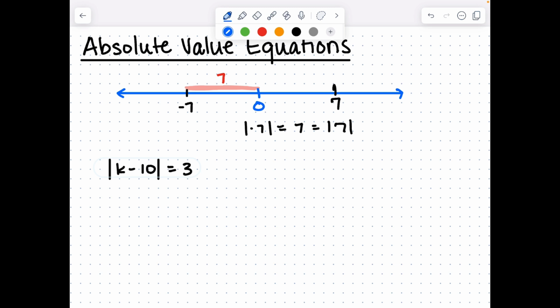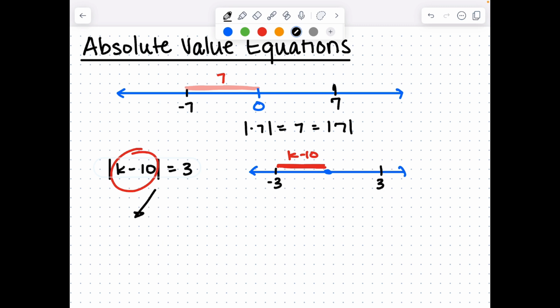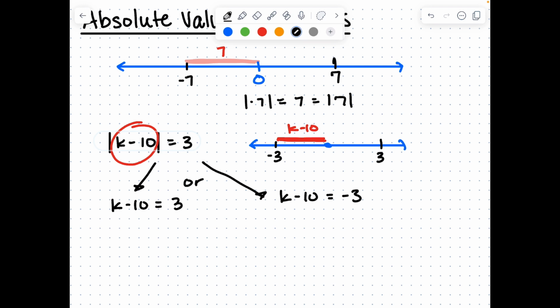So when we think about what we're looking at, if we have a number line, that means the distance of whatever this quantity, k minus 10, is, is 3. But remember, we could have that as the negative distance also. So that k minus 10 could be representing a +3, or it could be representing a -3, because it could be from either side. So basically, we have to solve both of these.